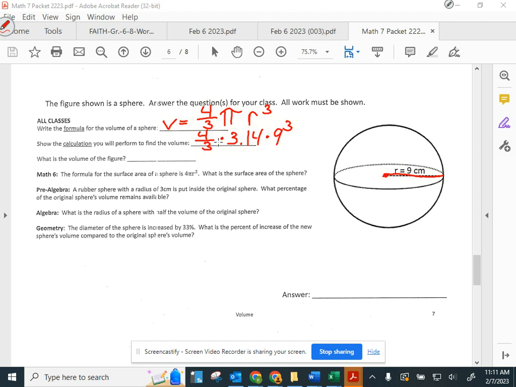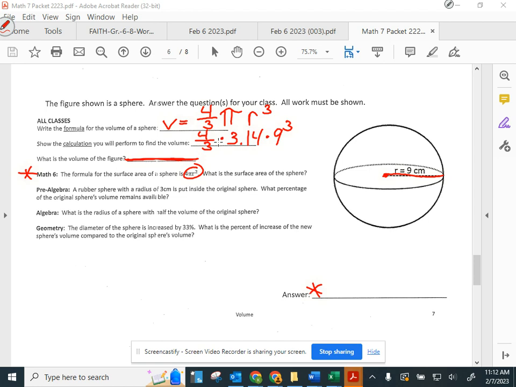James? When it says math 6, the formula for the surface area of a sphere is 4 pi r squared. Okay, hold on one second. If you do this math, you're going to put the answer right here. Then we're going to look at math 6. That's the answer that we're going to put down right here. And it gives us that formula, 4 times pi times r squared.